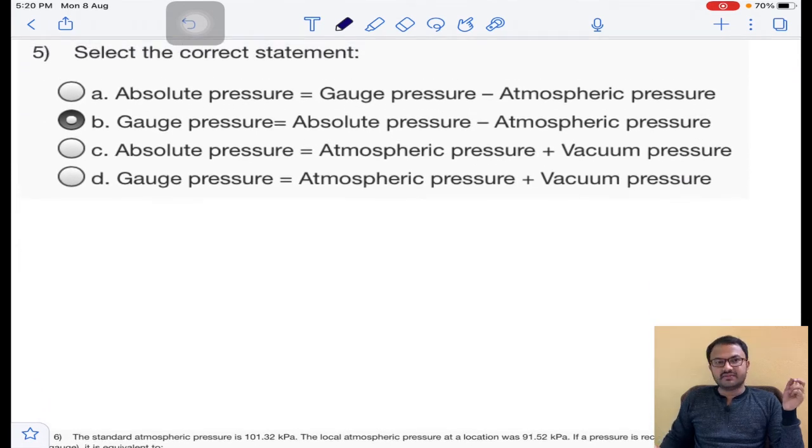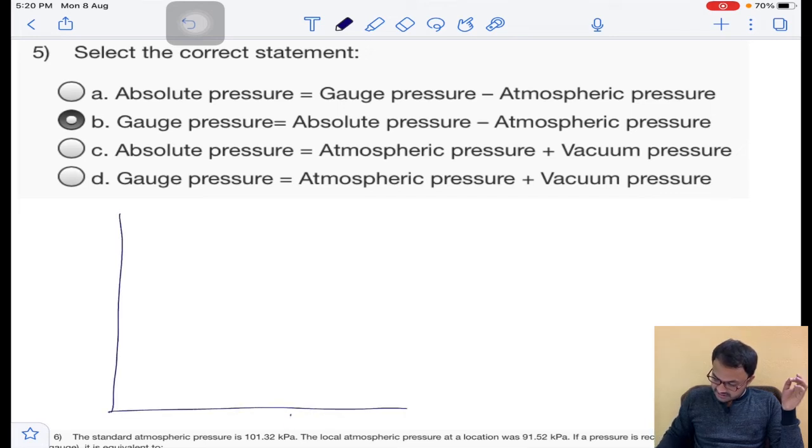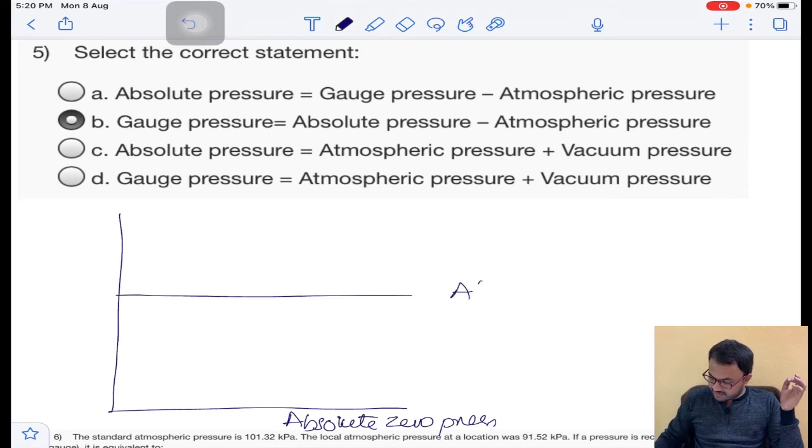And select the correct statement. So you can observe here, I am drawing one graph. So this is absolute zero pressure. And somewhere here it is atmospheric pressure.